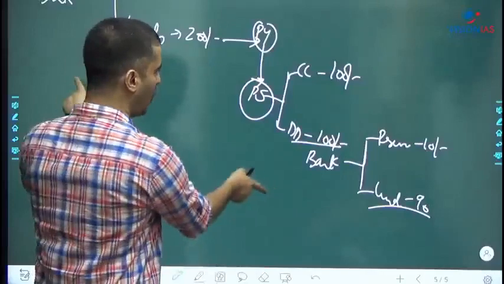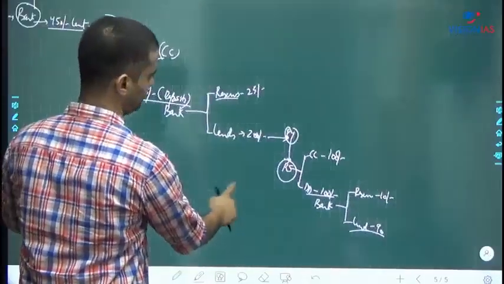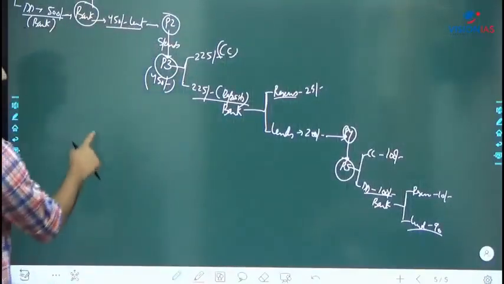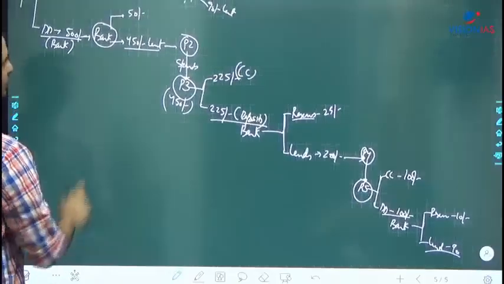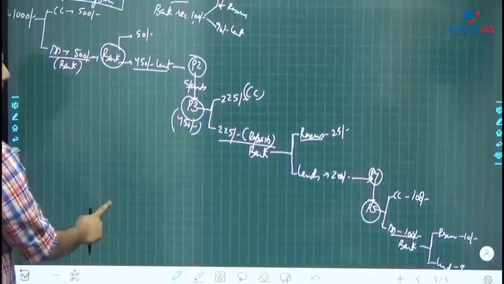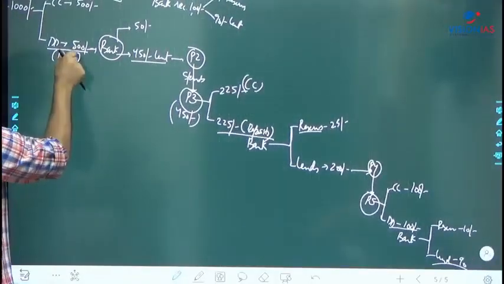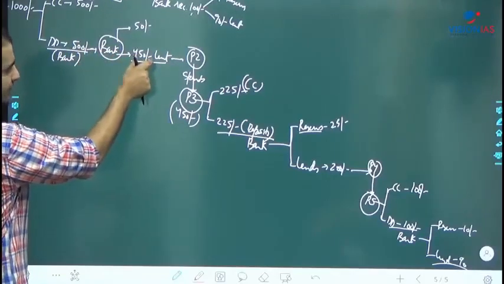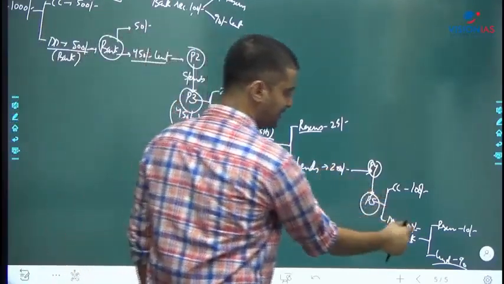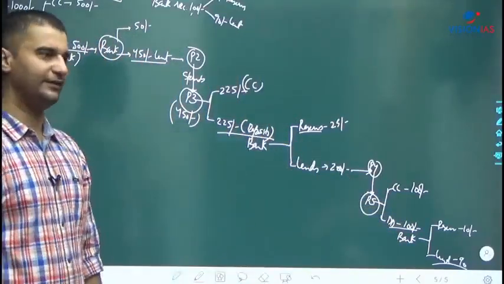I hope all of you have now observed that in every successive stage, the amount of money with the bank keeps on decreasing. Earlier, the bank had 1000 rupees. Then the bank received 500 rupees. Then it lent 450 rupees. Then it lent 225 rupees. Then it lends 200 rupees. Then it lends 100 rupees. So at every stage, the amount of money that the bank lends keeps on decreasing.